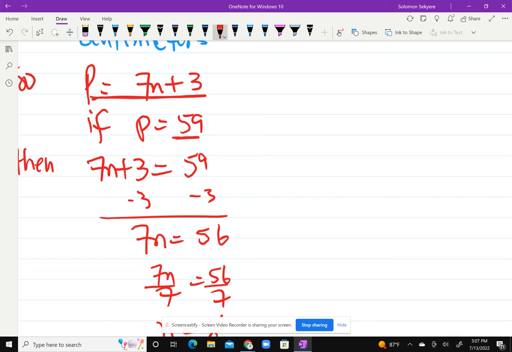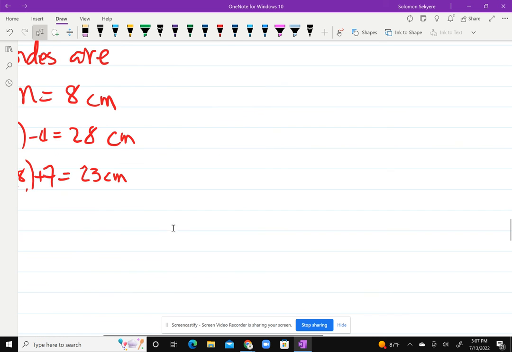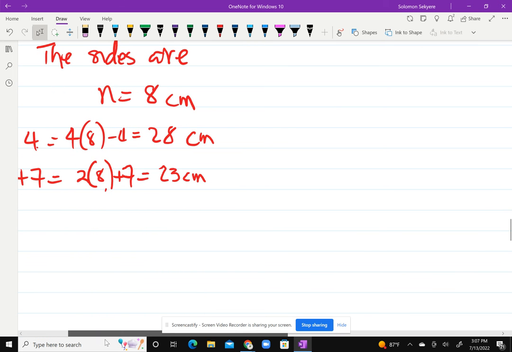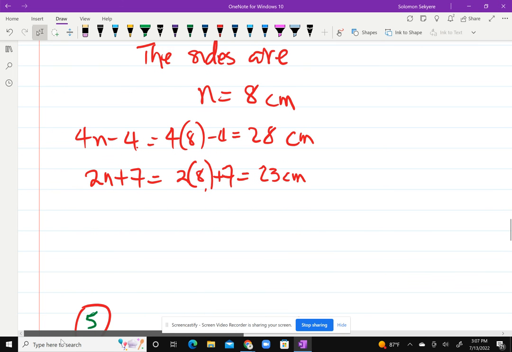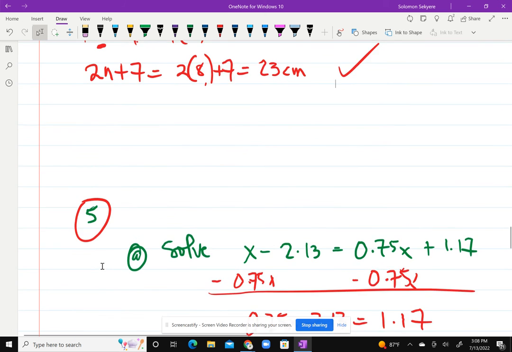So what do we do? We set the 7n plus 3 equals the actual value, and then we solve for it, right? We solve for our n this way, and n is 8. Cool? Our n is 8. Now that we know n is 8, we plug in the value of n in that expression for each side, and then we calculate it. And these are the sides, 8, 28, and 23.